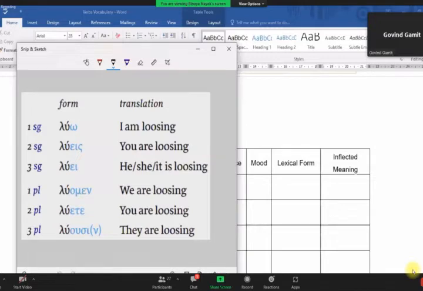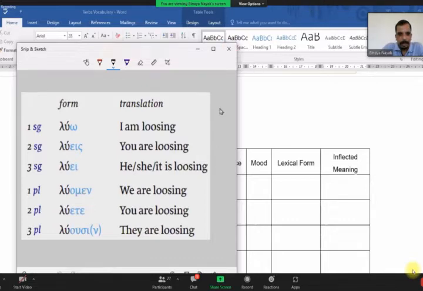Yes, sir. Luo, first person singular, I am losing. Second person singular, lueis, you are losing. Third person singular, luei, he or she or it is losing. First person plural, luomen, we are losing. Second person plural, luete, you are losing. Third person plural, luousin, they are losing.